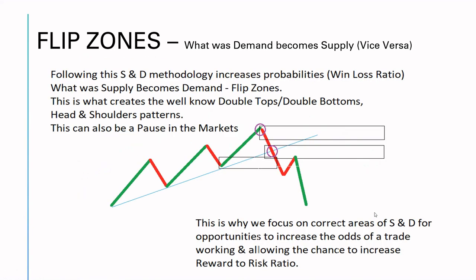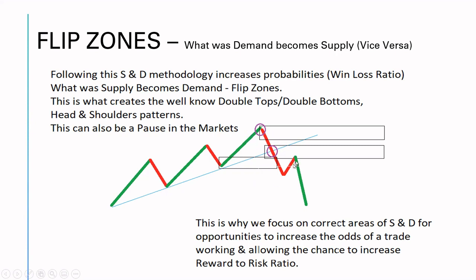So I'm going to talk about these trend line breaks, because what that creates is a flip zone. And what is a flip zone? When a trend line breaks or supply and demand is taken out after a trend line break, you're creating a flip zone, where what was demand becomes supply, or what was supply becomes demand. You can look at that as support and resistance.